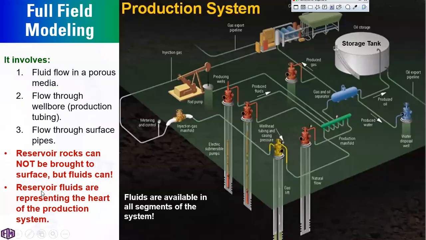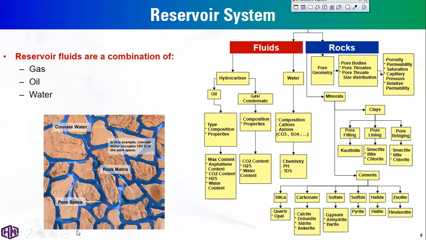So the reservoir system, as mentioned, has two major components: rocks and fluids. Let's look at fluids. Water is available in all petroleum systems, as we typically have, let's say, connate water in the oil zone, and then we have water production after a specific period of oil production. The water may increase with time until water peaks.